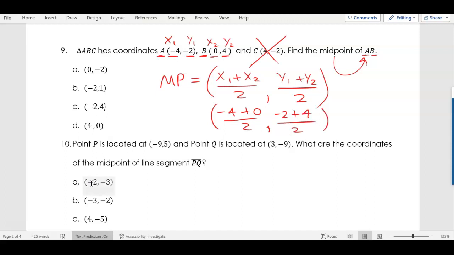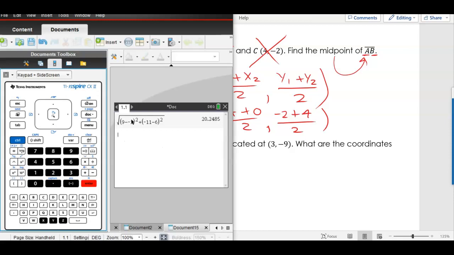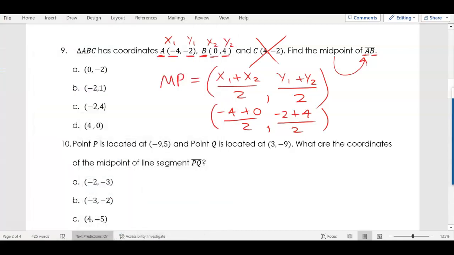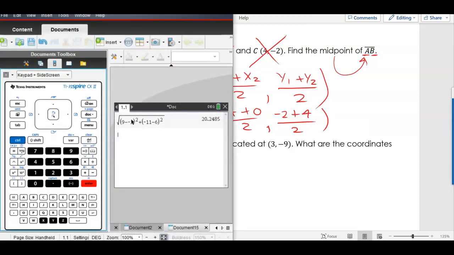Now, you're not going to type everything in one step on this one, okay? You're going to have to do just the first fraction by itself, then do the second fraction by itself. To get the fraction bar, you got to press Control Divide. Don't forget. Now, let's just type it in the way we see it. Negative 4 plus 0. Go down 2. Hit enter. I got negative 2.